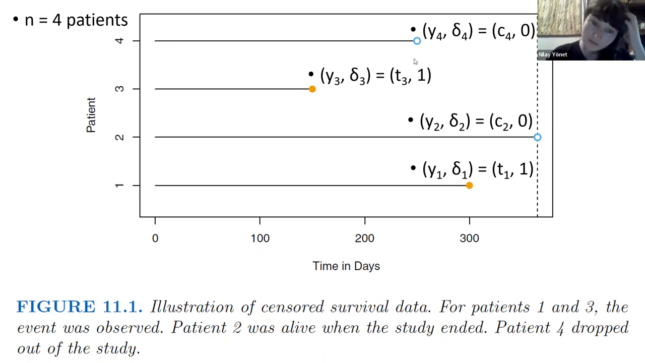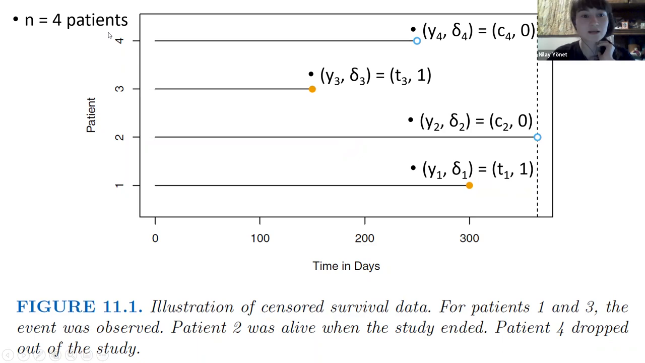And for the third, the same happens as the first patient, but maybe the time T that the event happens, maybe it was the 150th day. So that's why this T3 is different than T1.